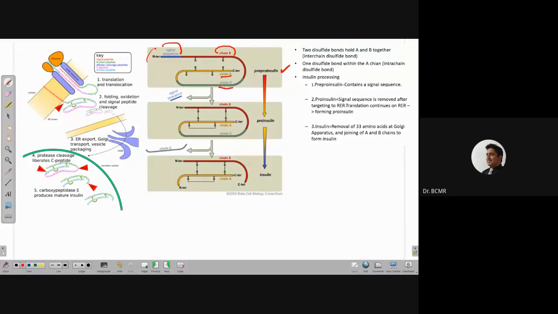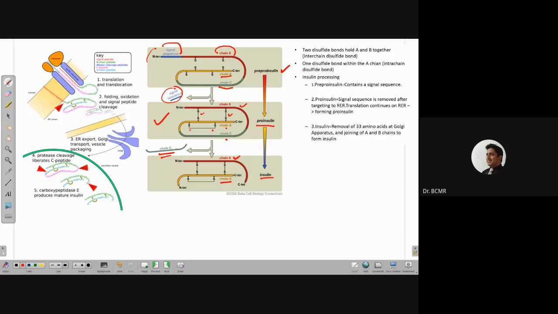Eventually, the signal sequence is cut off, resulting in pro-insulin. Okay, so there is chain B and chain A and chain C, and there are two disulfide bonds here and one disulfide bond within chain A. And later, the chain C is cut off. Now, until here, it is a single polypeptide chain, but once insulin is made, it has become two different chains, and we are calling them chain A and chain B. Chain C is deleted out.